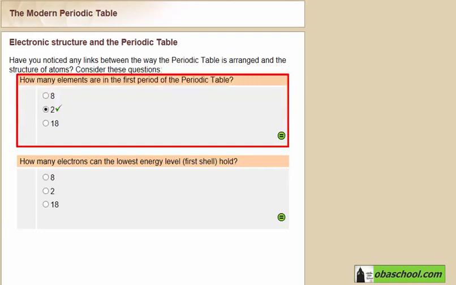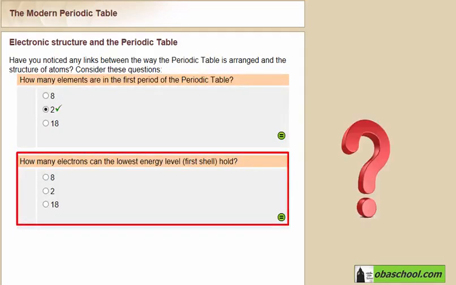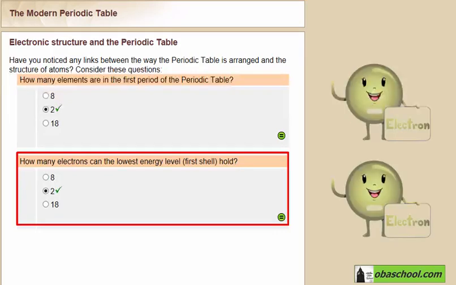Excellent. In the first period of the periodic table, there are 2 elements only, which are hydrogen and helium. How many electrons can the lowest energy level, which is the first shell, hold? 8, 2, or 18? Yes, you are correct. The lowest energy level, which is the first shell, can hold only 2 electrons.